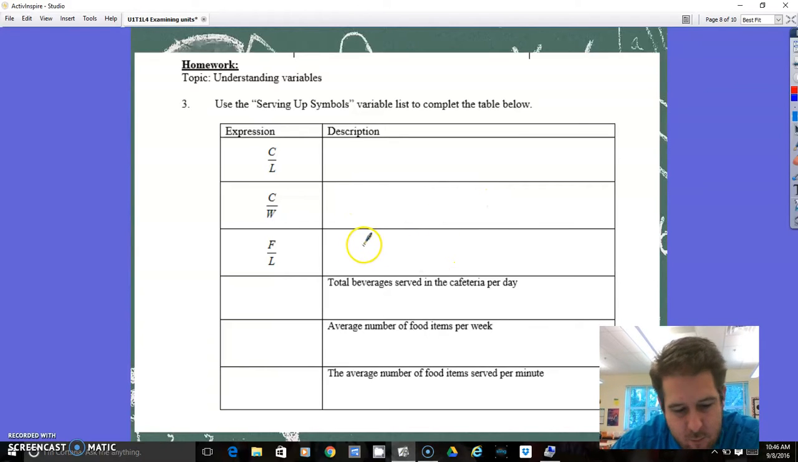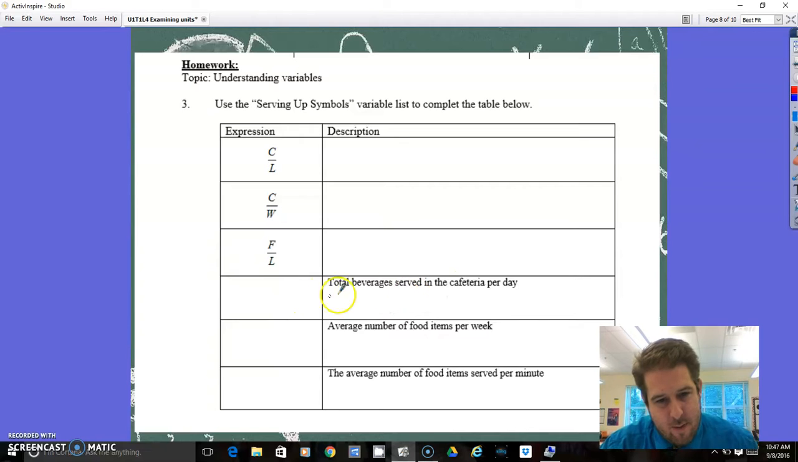And then the third one, written down on top, F is the amount of servers in the cafeteria, and L stands for the amount of lines in the cafeteria. And what you end up with, if you did do that, which it does work, is the amount of servers per line. So that one does make sense when you divide it. That one can be done because lunch is on top and on bottom.